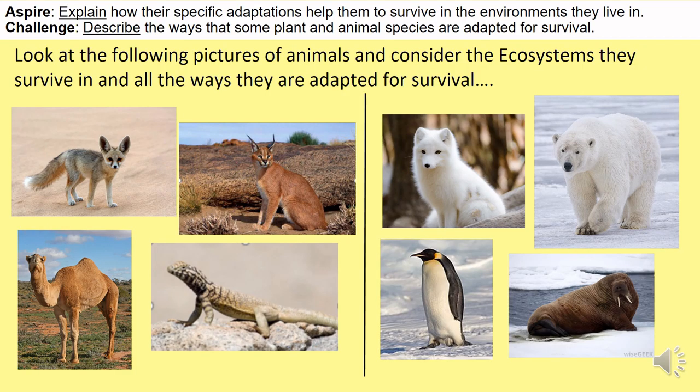Okay, we're going to start off by looking at some pictures of plants and animals. And we're going to consider the ecosystems that they survive in and all the ways they are adapted for survival. So I want you to think about the animals on the left of the line and the animals on the right of the line and try and consider which kind of ecosystems you think those animals would live in. Not too difficult. I'm going to give you about 30 seconds to come up with the ecosystem that the animals on the left would live in and the ecosystem that the animals on the right would live in. Off you go.